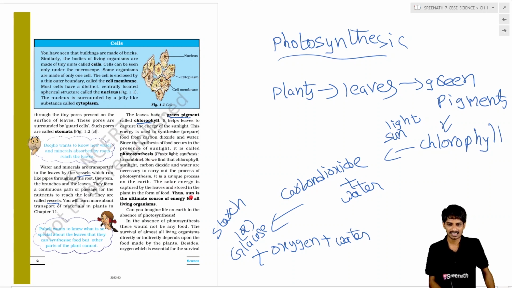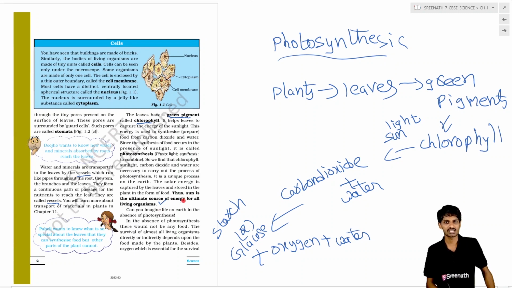Thus the sun is the ultimate source of energy for all living organisms. Photosynthesis is done with the help of light energy, capturing the energy of the sunlight only. We depend on plants, but plants depend on sunlight and use the energy of the sun. So plants depend upon the sun, animals depend upon the sun. The sun is the ultimate source of energy for all living organisms.